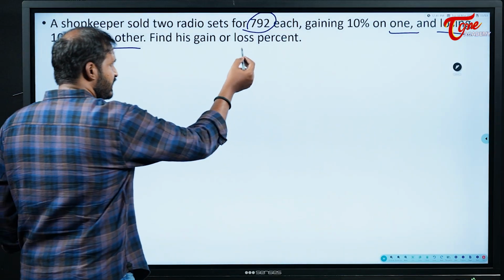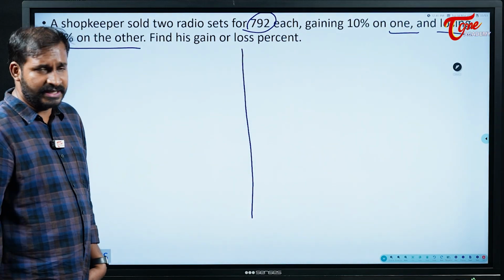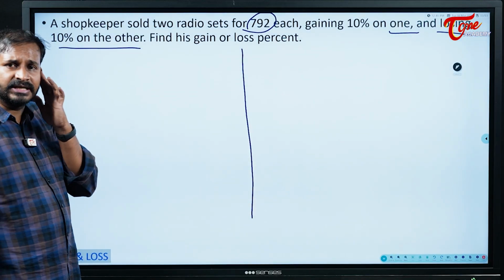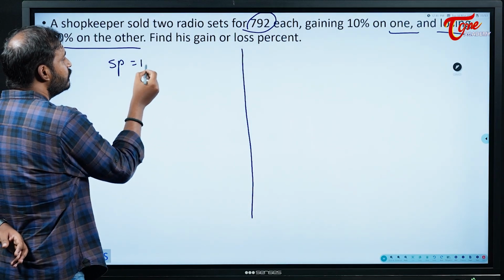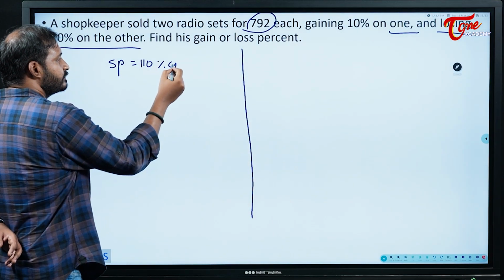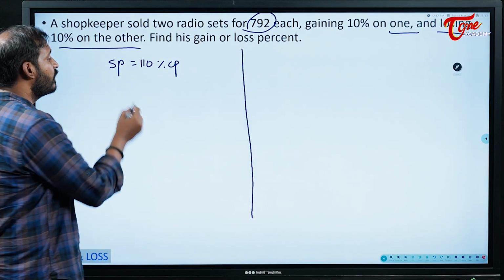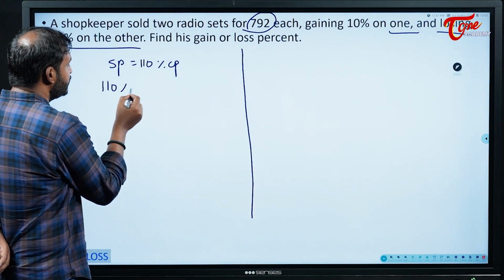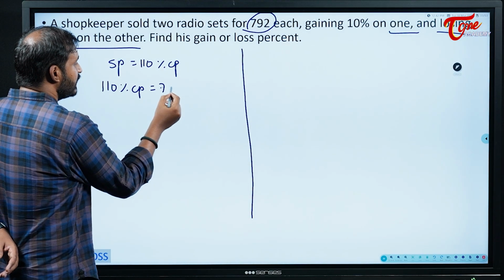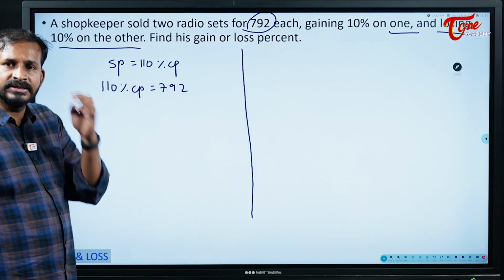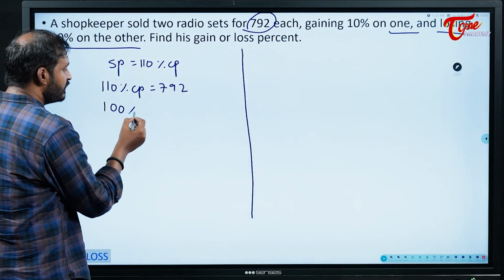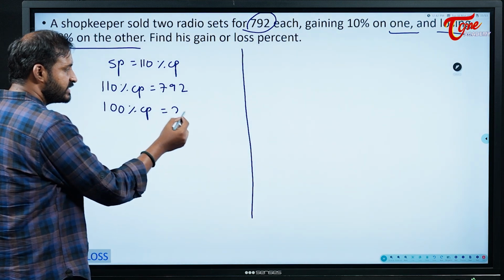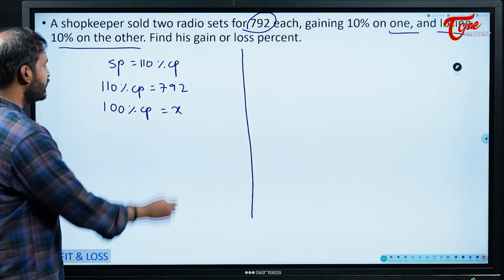If you see the traditional method, on one he is gaining 10%, right? So what is the relation between selling price and cost price? We will write SP is equal to 110% of CP. That means 110% of CP is equal to 792. What is 100% of CP? Assume it as some x. So what will you get here?